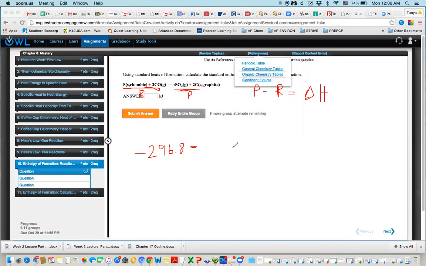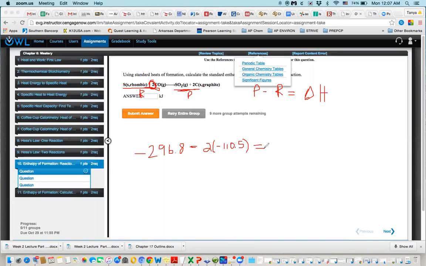minus the carbon monoxide's number, but there's a 2 in front of it, so you have to multiply that times 2. So minus 2 times negative 110.5. These aren't really hard problems to do. Just keep up with your numbers and your signs. That's the biggest thing, okay?